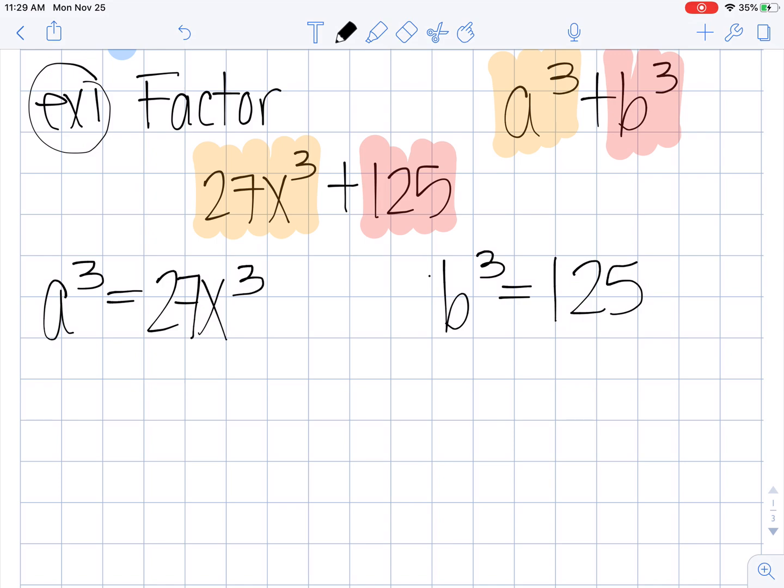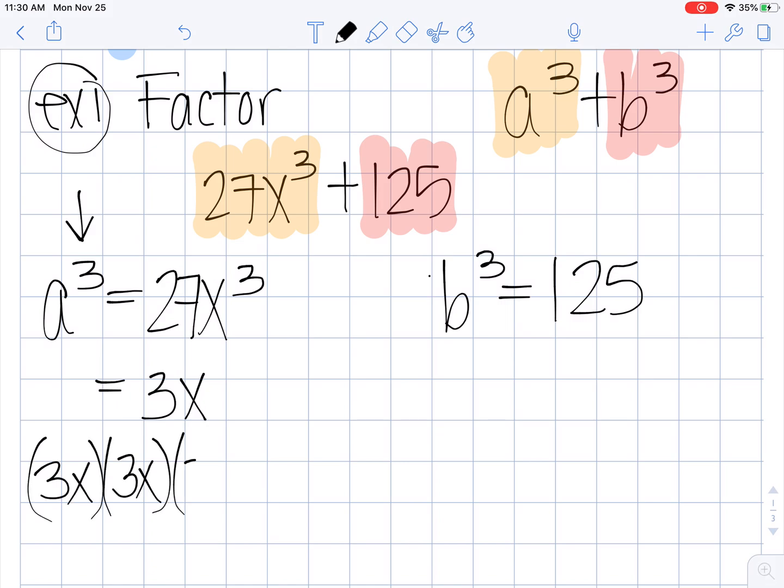Now, you can do this one of two ways. I just like to ask myself, for my numbers, what number multiplied by itself 3 times, that's what this 3 means, equals 27. We don't use ones, but we start with 2. So 2 times 2 is 4, times 2 is 8. That's not it. Try 3s. 3 times 3 is 9, times 3 is 27. So that's 3. And x multiplied by itself how many times is equal to x to the third? X. So if I were to do 3x times 3x times 3x, that gives me 27x to the third. So my a value is going to equal 3x.